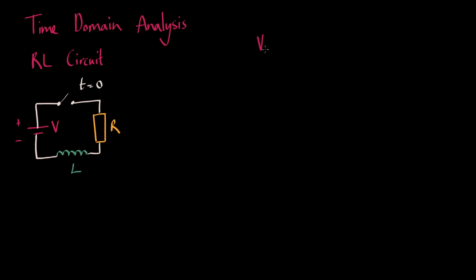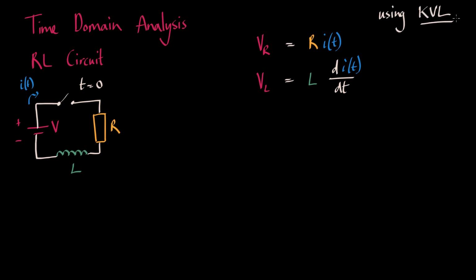The voltage across the resistor is equal to the resistance multiplied by the current. The voltage across the inductor is equal to the inductance multiplied by the derivative of the current. Using KVL, we know that the sum of the voltages around a closed loop is equal to 0.